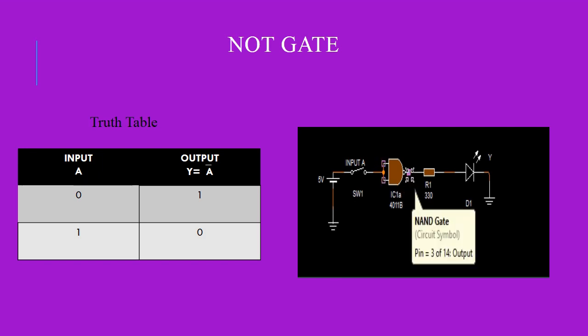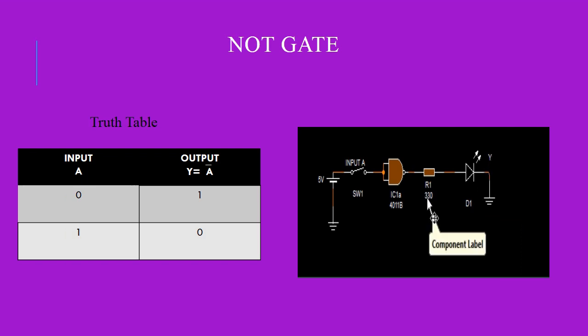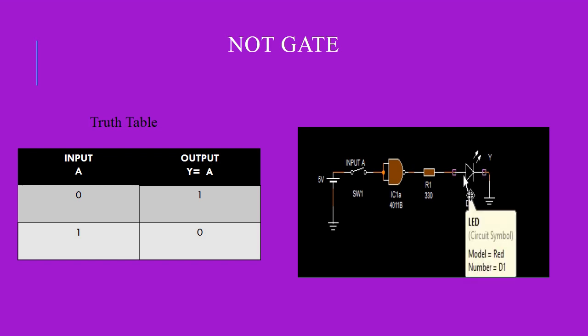Now, the output of the NAND gate is connected with the light emitting diode D1, which is referred to as the Y output, through a 330 ohm resistor. The 330 ohm resistor is connected to protect the LED display, otherwise it will be damaged. The P side of the light emitting diode is connected with the resistor and the N side of the LED display is connected with the ground terminal.